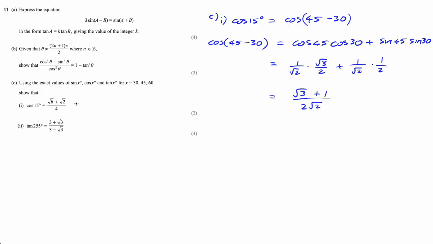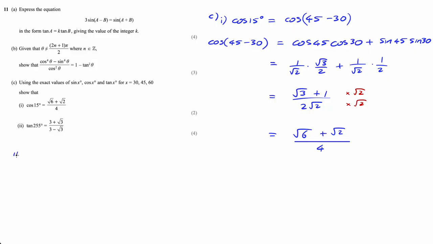Now, he doesn't want it in this form, so what do I do? Well, I'm going to multiply above and below by root 2. So times root 2 over root 2. And this gives me, this times root 2 is root 6. This times root 2 is root 2. And this times root 2, 2 root 2 times root 2 is just 2 times 2, which is 4. Okay, easy.